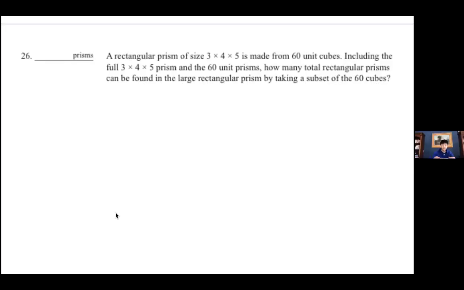Problem 26. A rectangular prism of size 3 by 4 by 5 is made from 60 unit cubes. Including the full 3 by 4 by 5 prism and the 60 unit prisms, how many total rectangular prisms can be found in the large rectangular prism by taking a subset of the 60 cubes?